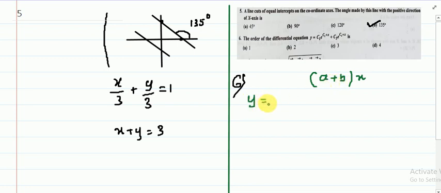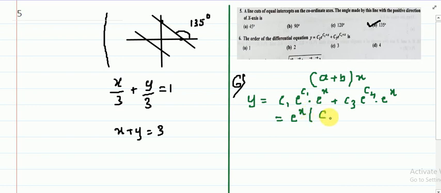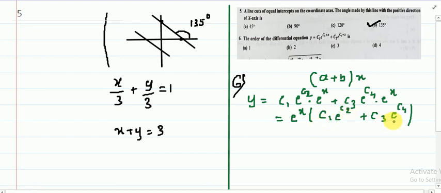Therefore, in the same manner, let me simplify this as c1 into e raised to c2 into e raised to x by the law of indices, plus c3 into e raised to c4 into e raised to x. Therefore, I can take e raised to x outside. Then it is c1 into e raised to c2 plus c3 into e raised to c4. Here c1 is a constant, e raised to c2 is a constant, c3 is a constant, e raised to c4 is a constant. Therefore, it is in the form of e raised to x into some c. How many arbitrary constants are there? Only one arbitrary constant. Therefore, the option will be option A.